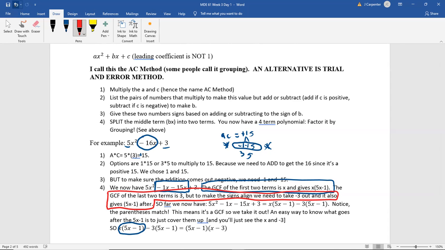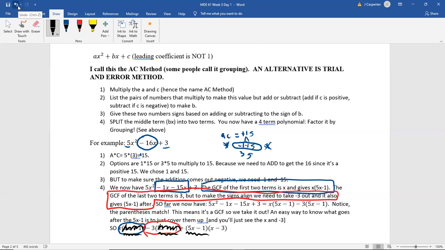The GCF of the second pair is a negative 3, and that's what we get here. When you divide that out, negative 15x divided by negative 3 is positive 5x. Positive 3 divided by negative 3 is negative 1. And then I guarantee the parentheses will match, 5x minus 1, 5x minus 1, as long as you've done everything right. So that's where this goes. And then what goes in the second parentheses, just mentally cover up the 5x minus 1 and the 5x minus 1, and you see x and a minus 3, and that's what goes in the second parentheses.